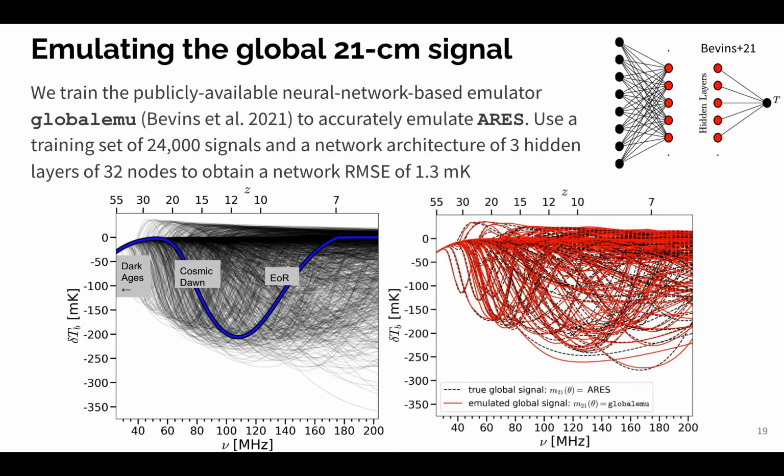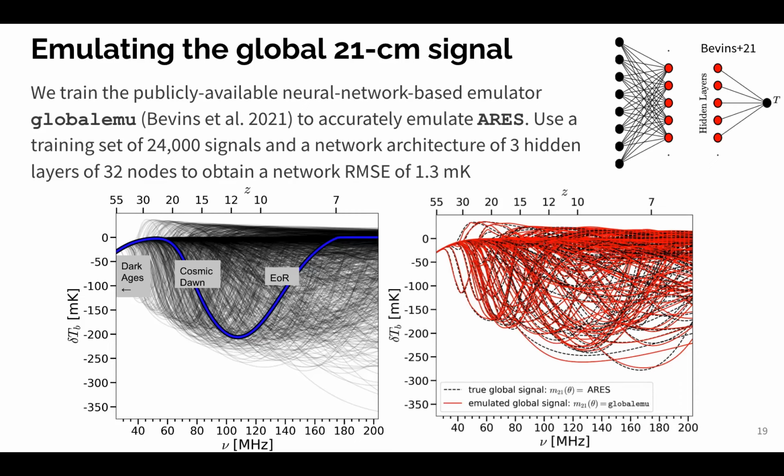At the right is the so-called test set, which is generated separately from the training set. The black dashed curves are generated by Aries, and the red curves are generated by the emulator. We see that Global Emu is quite accurate when we're looking at the signal realizations, with an error on the order of 1 millikelvin. We also chose a network architecture of 3 hidden layers of 32 nodes. We tested multiple different architectures to see what gives us the most accurate emulator, and there were multiple steps to optimize its accuracy.